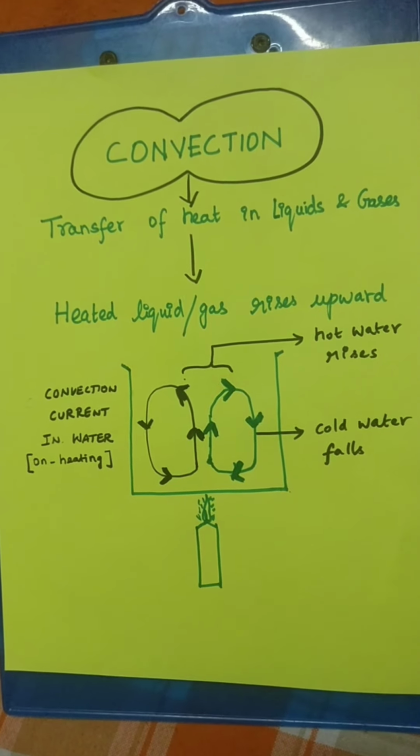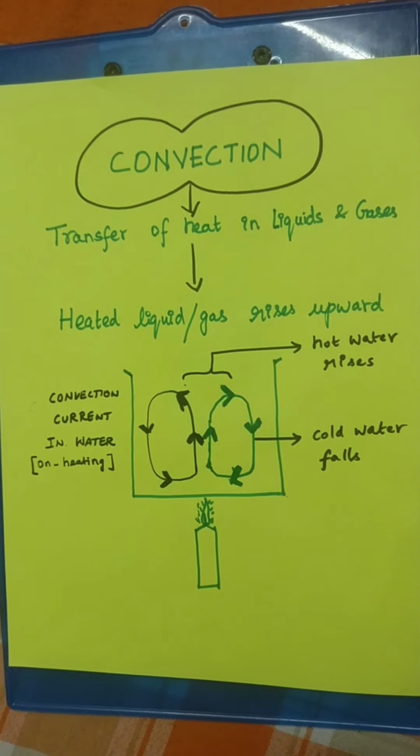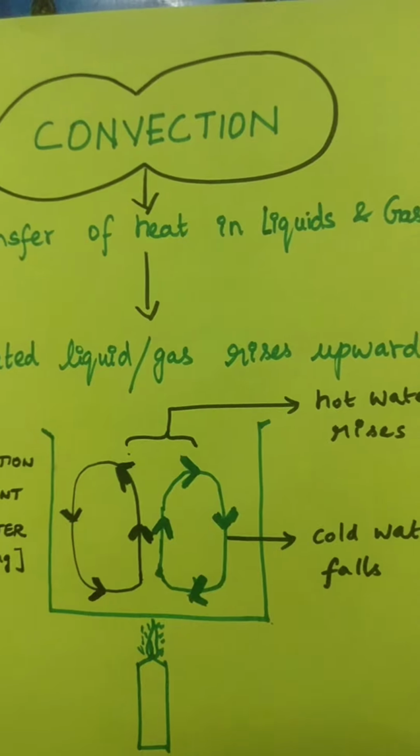Convection. Convection is a process of transfer of heat in liquids and gases from hotter end to colder end. So what happens during convection? The heated liquid or gas rises upwards.